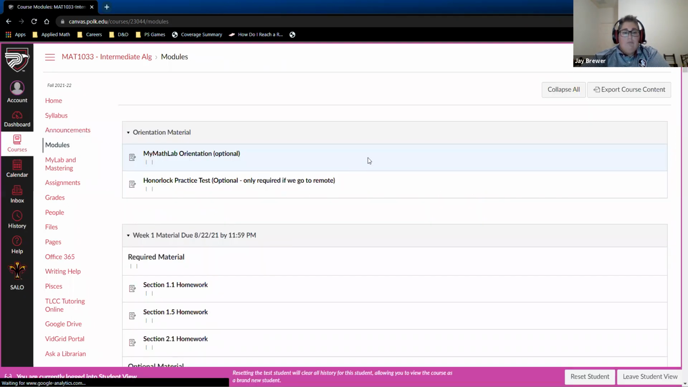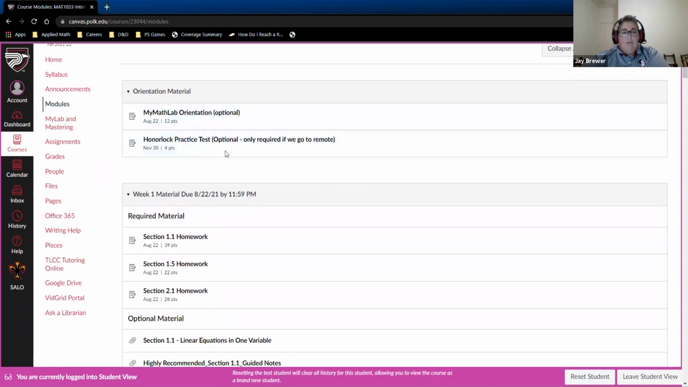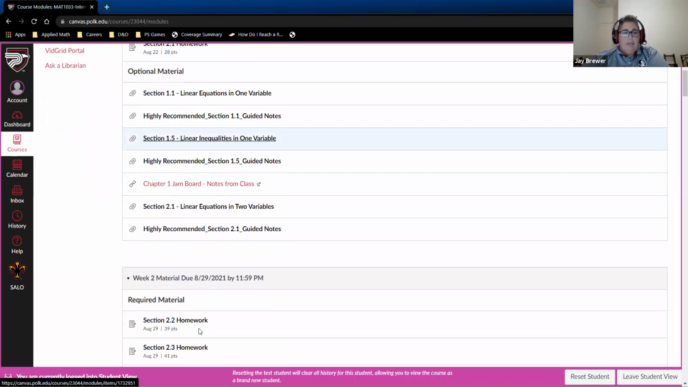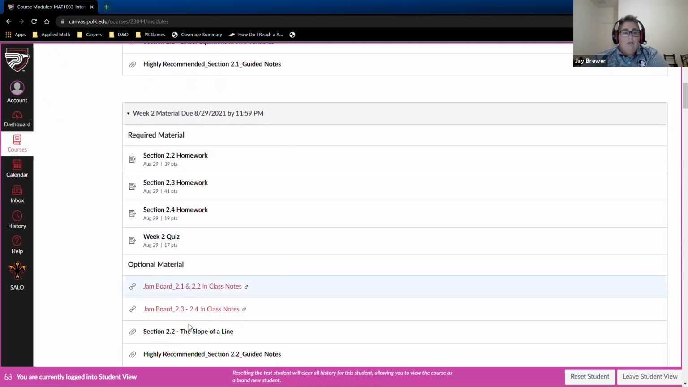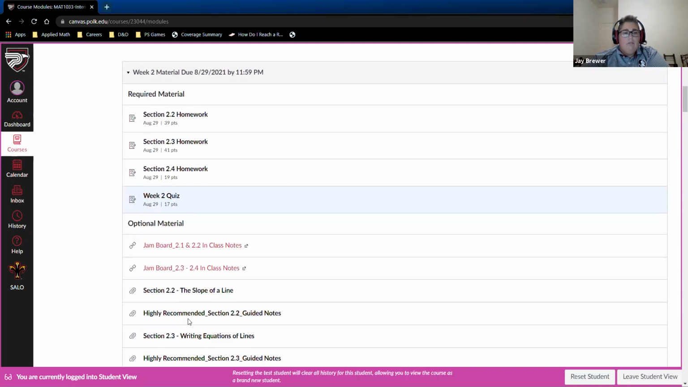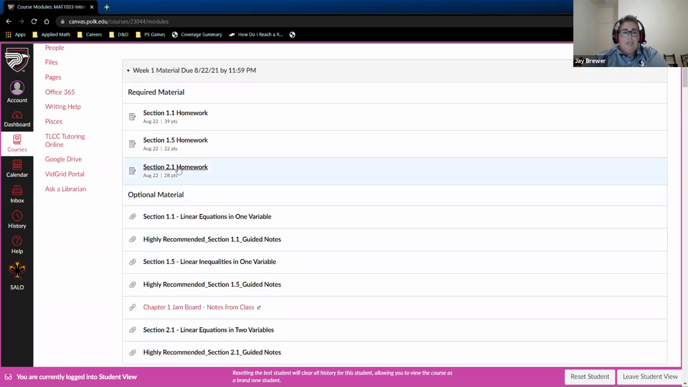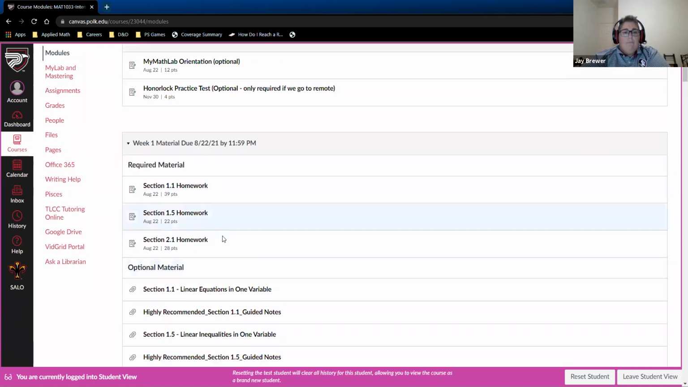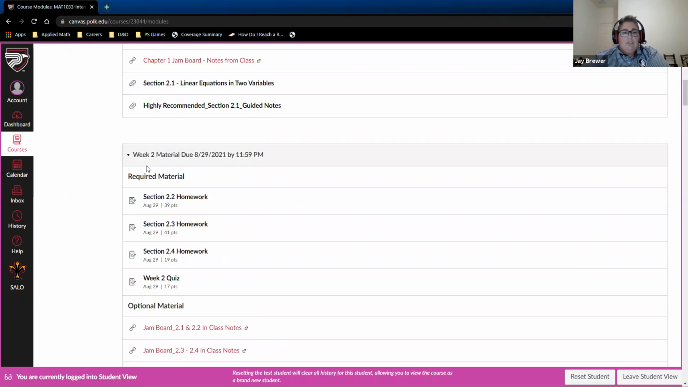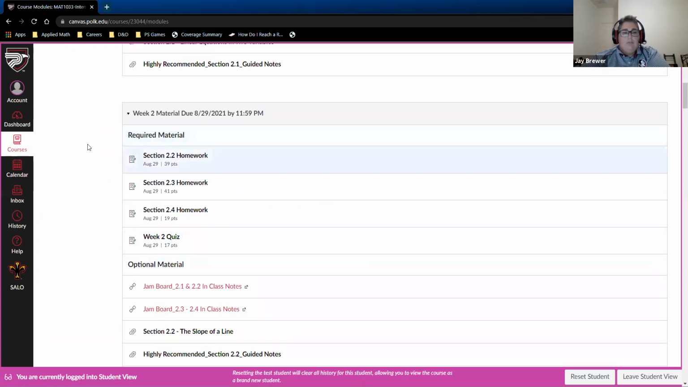Modules for me are really important. They're where you can find all of your course material. You can see here, I wasn't able to move this in time, but I will move it and it'll come down here. Quiz 1 was moved. I apologize. I'll have to figure that out. But basically what you have here is your homeworks and your quizzes. I'll show you for this week. You'll have homeworks and quizzes.